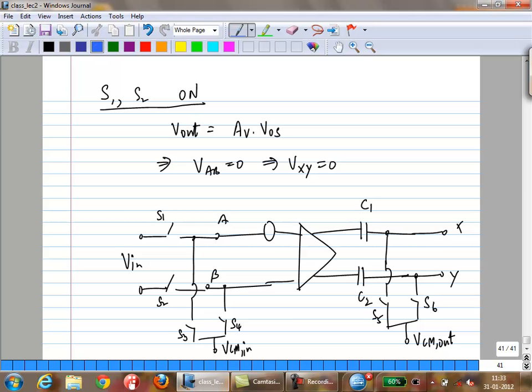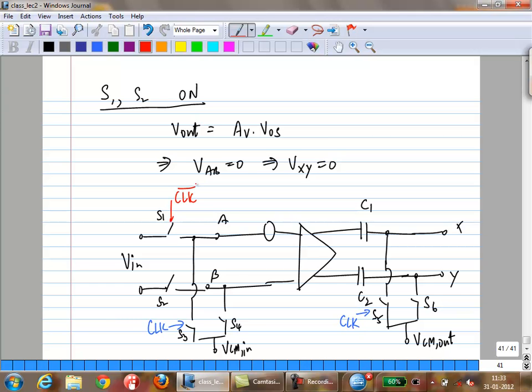Okay. So now what this means is, you have a clock going into S3, S4, S5, S6, which are going to establish your common modes. Oh, sorry. This needs to be clock bar. S1 and S2 need to be driven by clock bar.